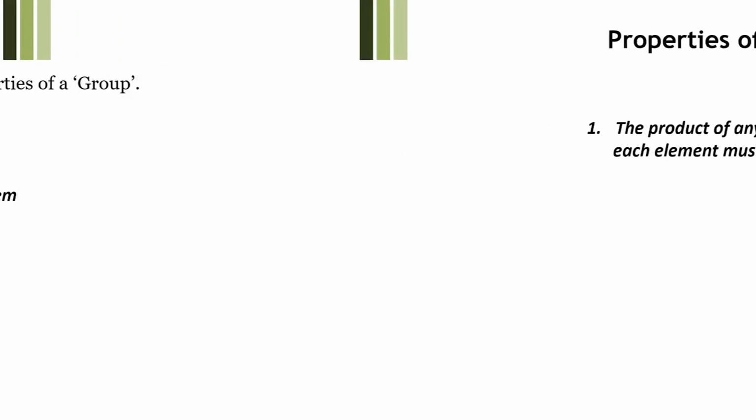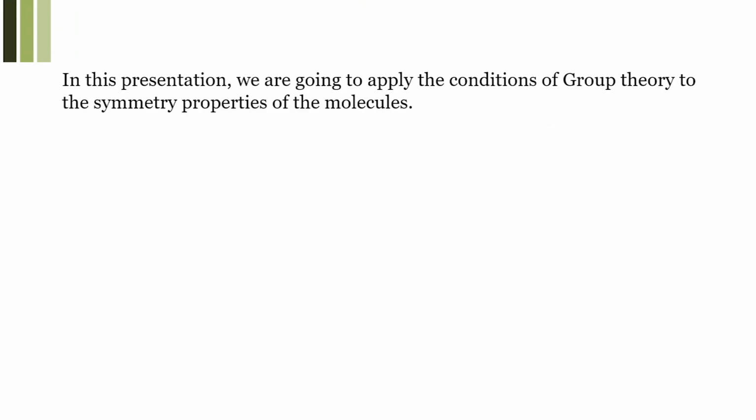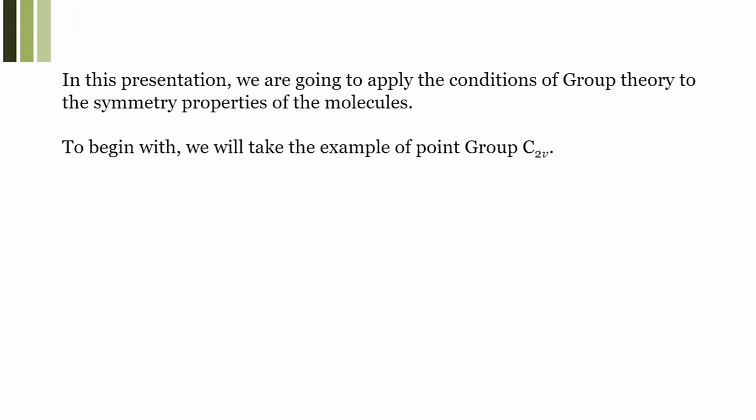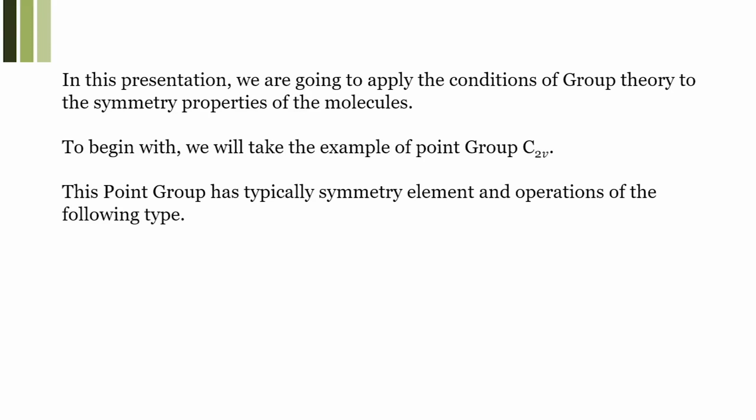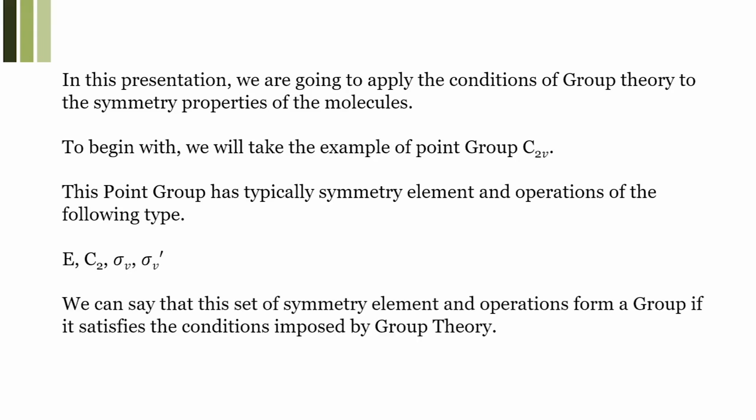defined as a group. Here we are going to impose these conditions on the case of the water molecule, which belongs to point group C2v, and it has the operations E, C2, sigma v and sigma v dash, so two vertical planes and a two-fold rotational axis along with identity. And because it belongs to point group C2v, our set would be C2v equals E, C2, sigma v and sigma v dash.